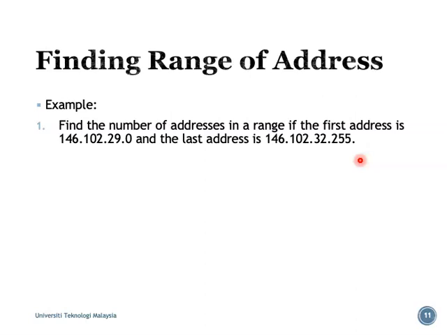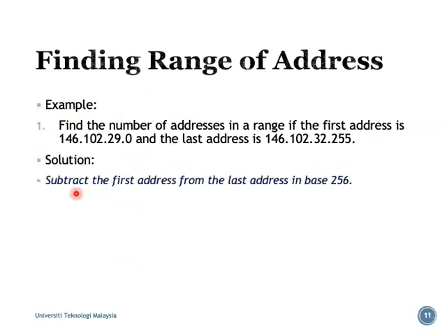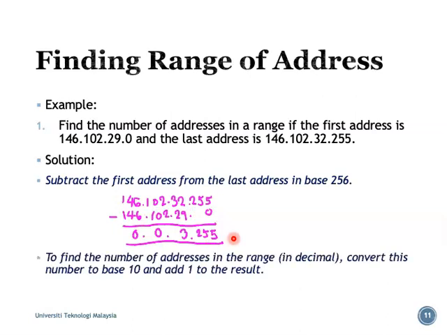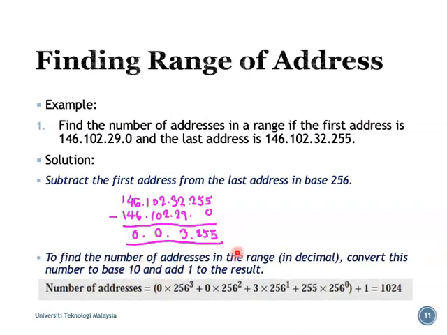We have to perform a subtraction or addition operation in the corresponding base. This is a dotted decimal, which is base 256. So we have to subtract the first address from the last address in base 256. So this is how to do it. Sorry, this is the last address, we get the range. To find the number of addresses in the range in decimal, we convert this number to base 10 and add 1 to the result.